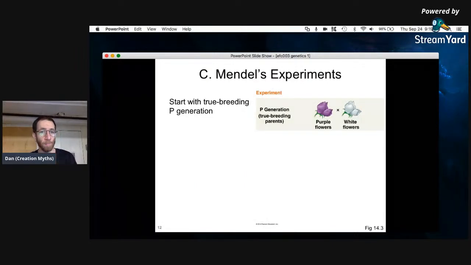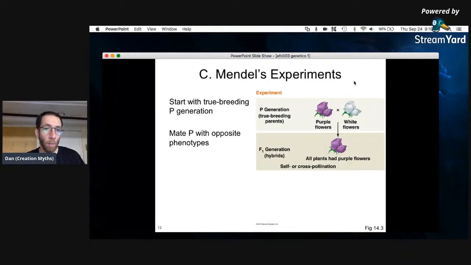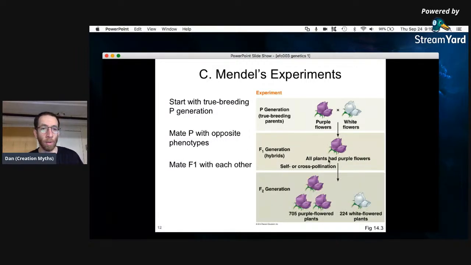So here's what Mendel did. We're going to start with true breeding P generation, okay? And for example, we could use flower color. So we're going to use purple flowers and white flowers. We're going to interbreed those. We're going to look at the F1 generation right here, and we're going to mate those with each other to get the F2 generation. And then we're going to look at the phenotypes in all of these parents and offspring, and we're going to compare the ratios at each generation and see how it compares with what we expect.